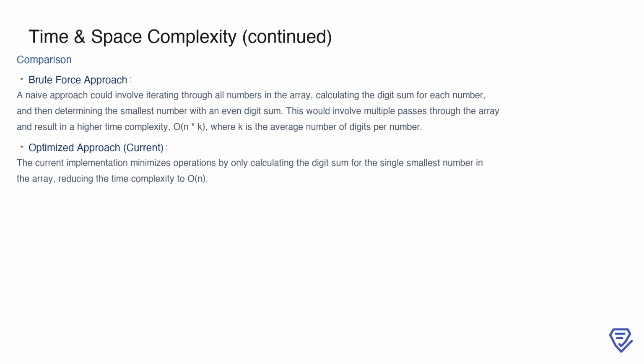In contrast, the optimized implementation significantly reduces operations. By focusing only on the smallest number in the array, the digit sum is calculated just once, bringing the time complexity down to O(n). This improvement demonstrates how narrowing the scope of computation can drastically enhance performance.